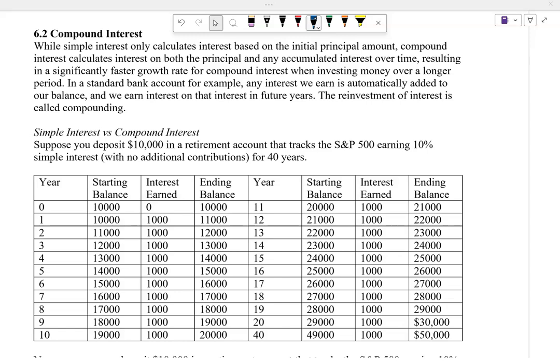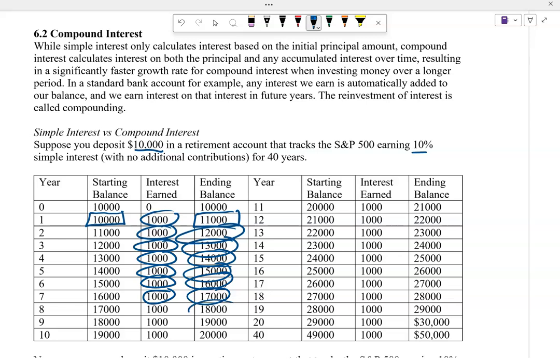That's our last section. That's where we have, let's say for example, $10,000 in a retirement account. It's earning 10% simple interest, right? 10% of 10,000 is $1,000. So after year one, I start with 10,000, I add in my interest of 1,000, and I end up with 11,000 after year one. And every year, notice it's the same 1,000 bucks, so after every year it's just going up by 1,000 every time. Simple interest.